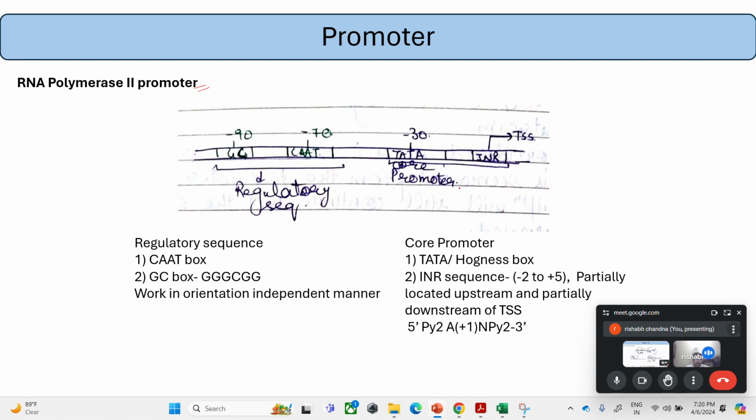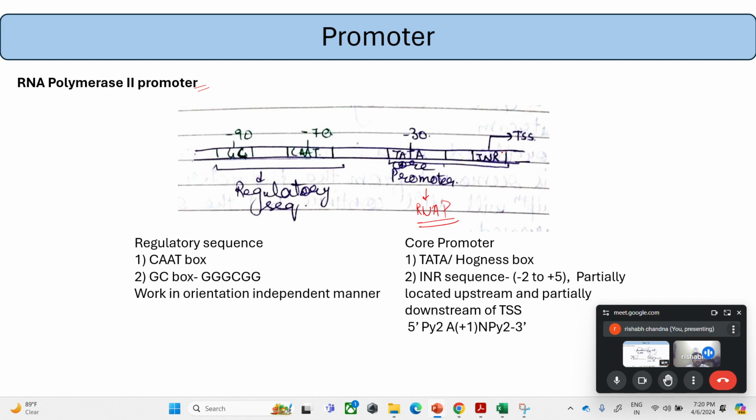Talking about the core promoter, in each of the promoters, we have a core promoter and a regulatory sequence. The core promoter is the region where the RNA polymerase binds and starts the transcription.